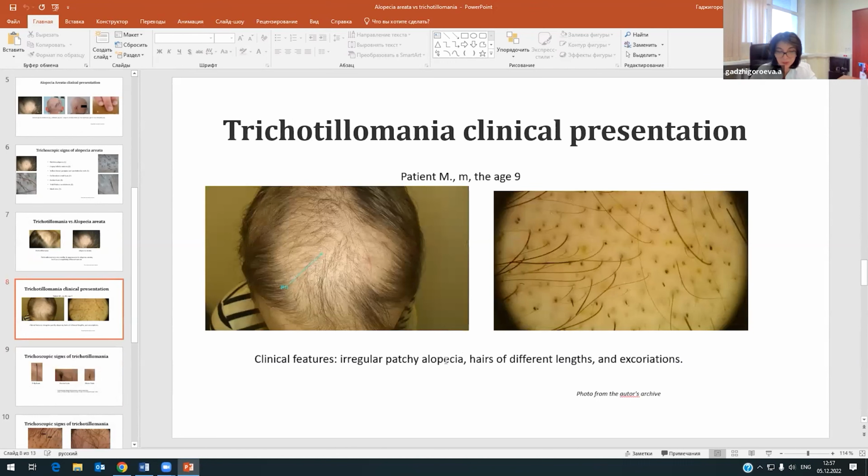Clinical features in trichotillomania: irregular patchy alopecia, hair of different lengths, and excoriation. The hair pull test is negative. When localized to eyelashes, it only involves the upper eyelashes. In trichotillomania, applying force along the length of the hair results in pulling the hair out. The stems are torn, forming broken hairs of varying lengths.